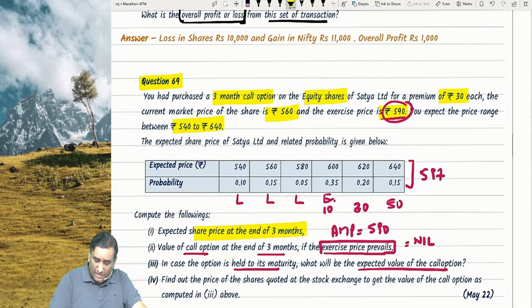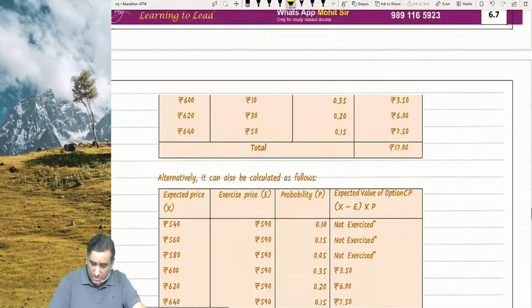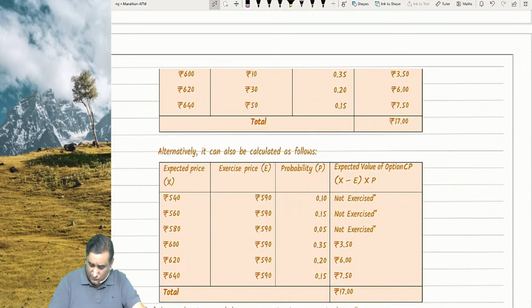Premium. Multiply 0.35 into 10, 0.2 into this, 0.15 into this. Get 7. Whatever way you calculate, I don't know, the answer.